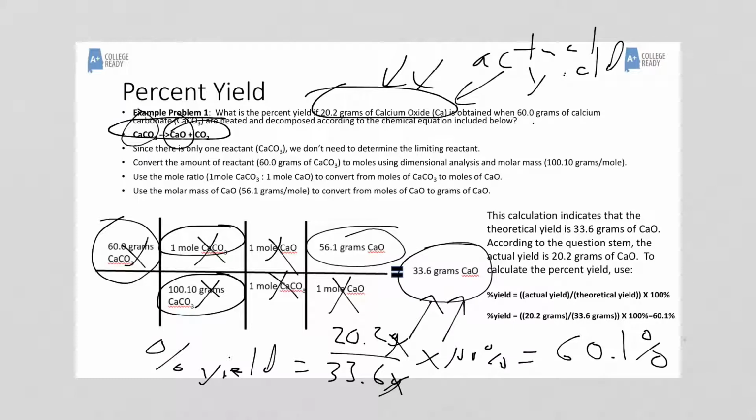If you're a chemist, you want your percent yield to be high because you're wasting reactants if you have a very low percent yield. You want as high of a percent yield as possible, assuming you're using this reaction to make some product that you then want to sell.